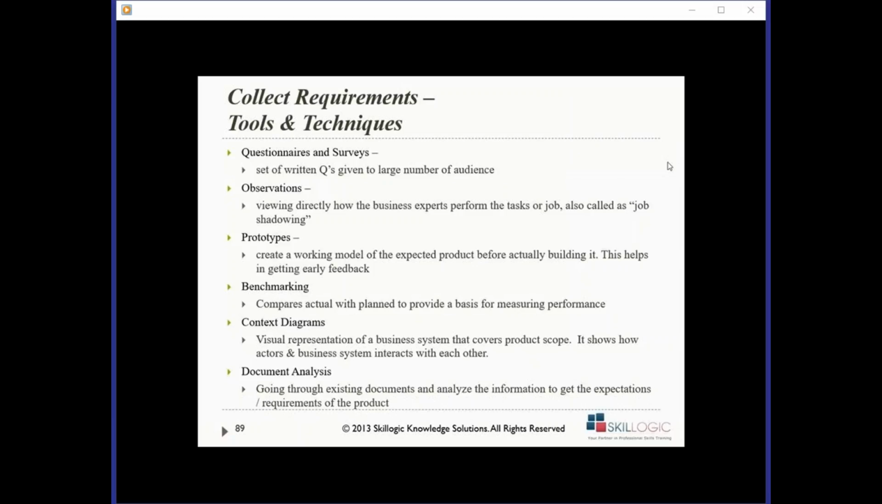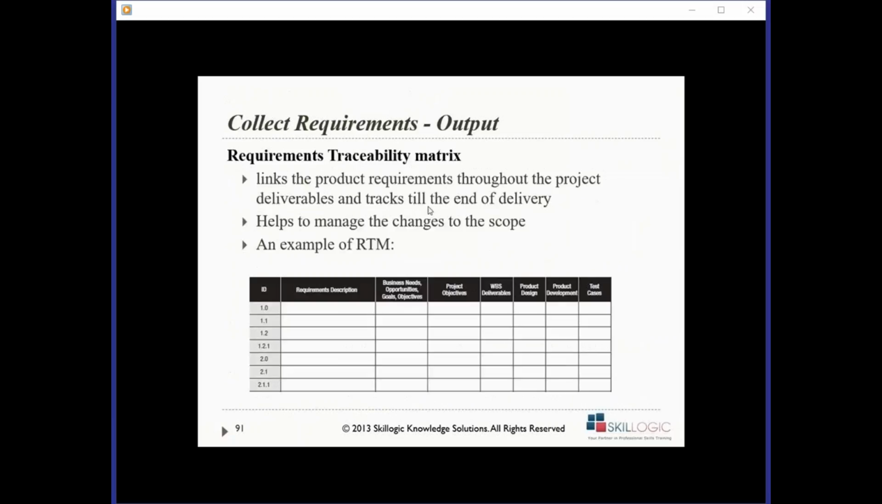Next, we need to document these requirements into the requirement traceability matrix. So the requirement traceability matrix is nothing but what are the different requirements that we have, and what is the business need that this particular requirement is taking care of?